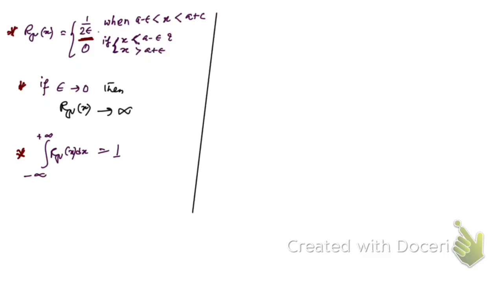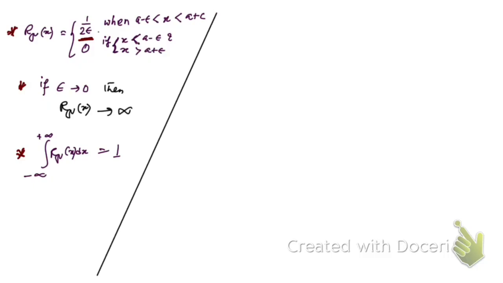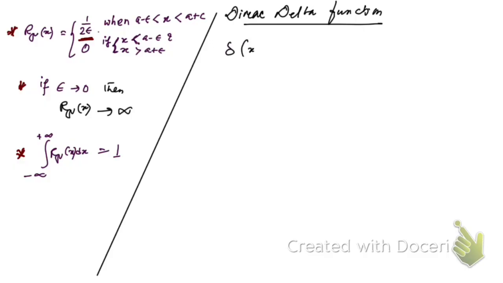So now let's discuss the Dirac delta function. Now the Dirac delta function is defined this way. Delta of x minus a is equal to infinity if x is equal to a, and it's gonna be 0 if x is not equal to a.